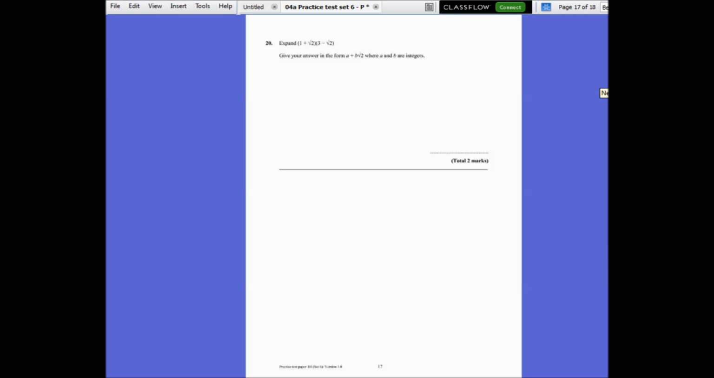Question 20. Expand (1 plus root 2)(3 minus root 2). Well, to do this, I would use FOIL. It says give your answer in the form a plus b root 2. All that means is simplify it down fully at the end.